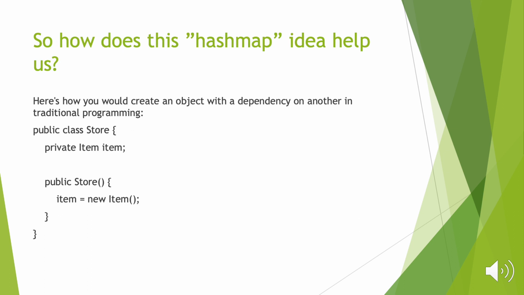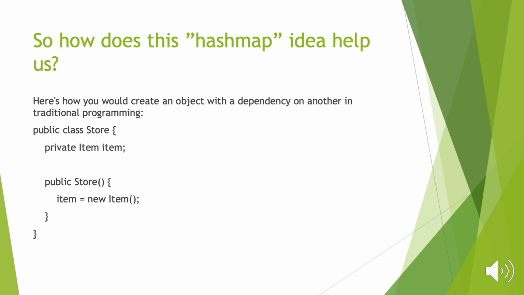So you may ask, how does this hash map idea of Spring help us? Okay, so Spring is one big container and it holds all the objects in my application, but how does this help? Before we talk about that, let's look at an example showing how a class that has a dependency on another class gets defined in the traditional way. Here, to create an instance of the store class, we need to also create an instance of the item class. The creation of the item instance is handled by the store class itself inside its constructor.